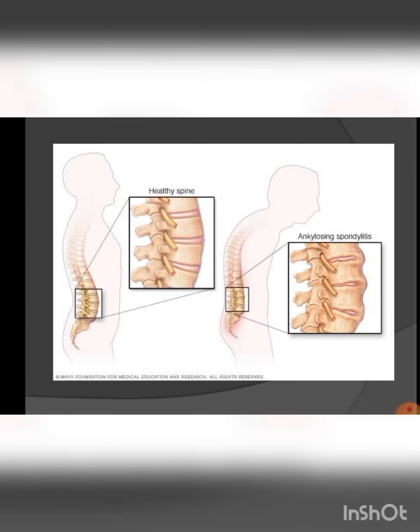Now, there is a normal curve in the healthy spine at the lumbar area. This curve is very important for a person to have good movement, but whenever inflammation of the spine occurs, this curve is destroyed, so the person's spine becomes straight and there is no movement in the spine, neither flexion nor extension. So it is a characteristic feature of ankylosing spondylitis.